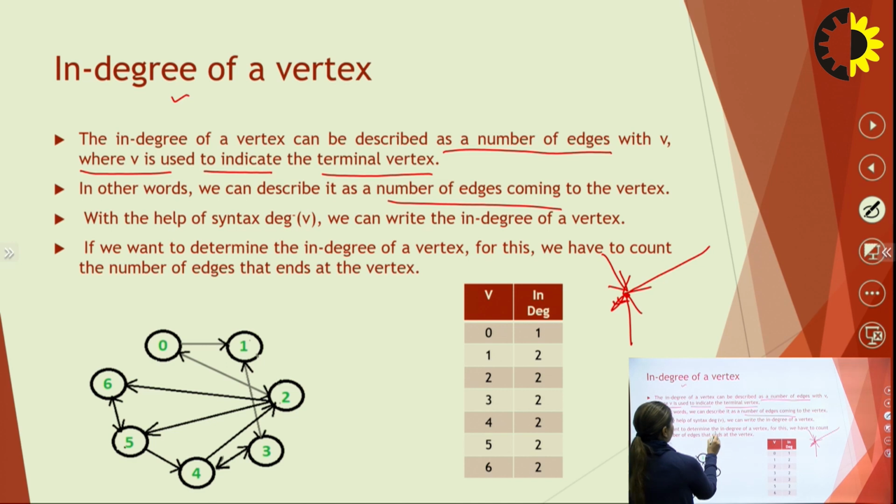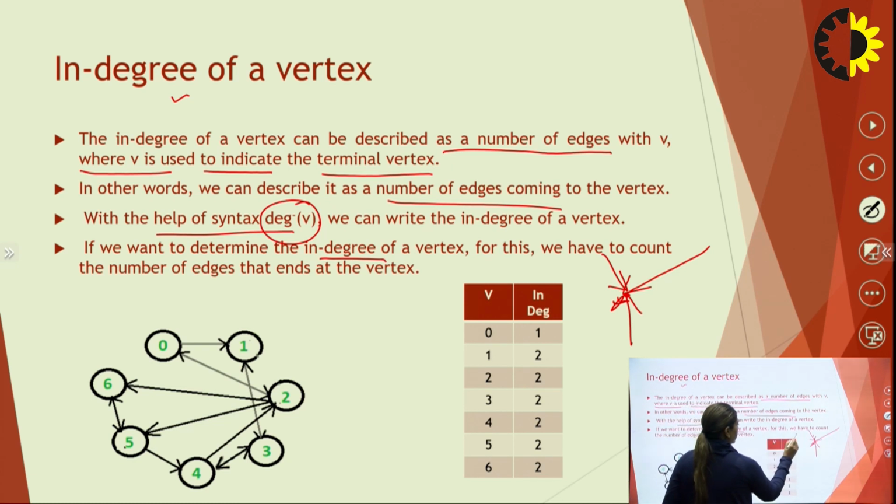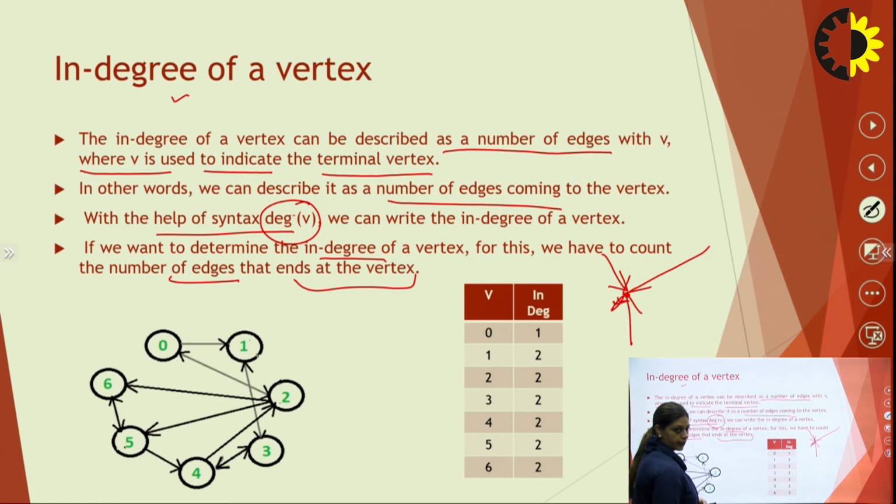If we want to determine it with the help of syntax, see this, the symbol degree minus V, we can write that for the in degree of the vertex. If we want to determine the in degree of a vertex, we have to count the number of edges that end at that vertex.